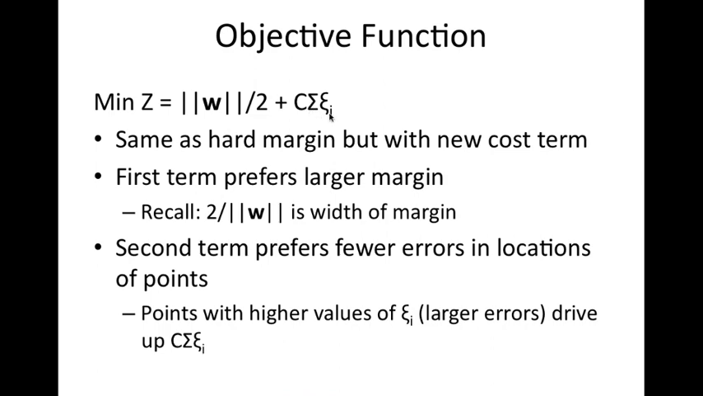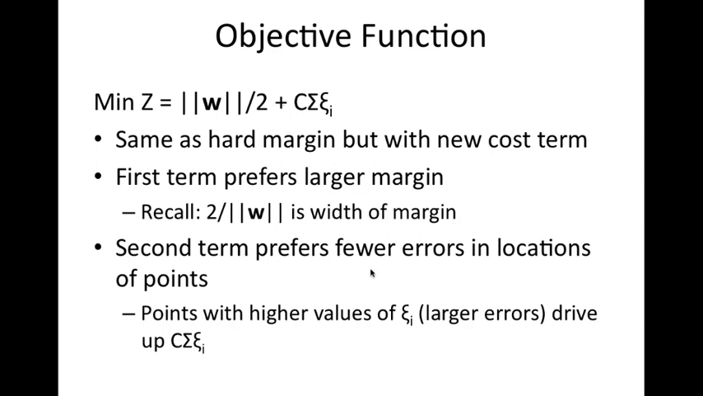sum of ξ sub i for all i. So this first term is the same as the hard margin, but there's this new term for cost added in. The first term, like before, prefers having a larger margin. Remember, 2 divided by the length of w is the width of the margin. So minimizing the length of w maximizes the margin.